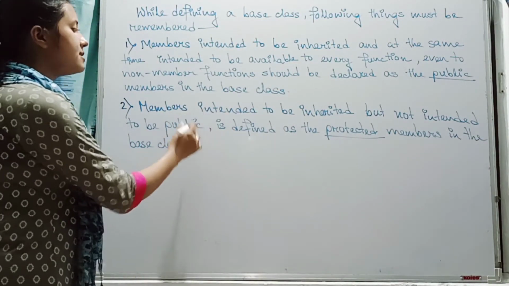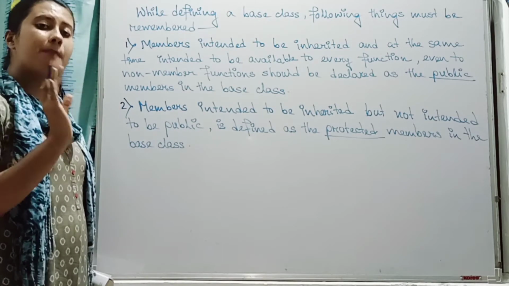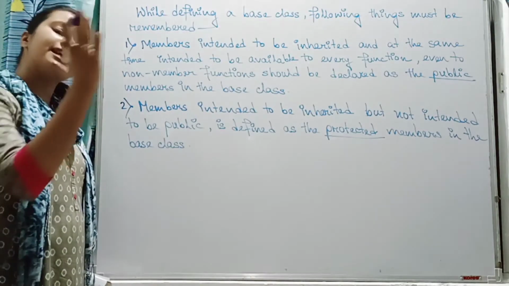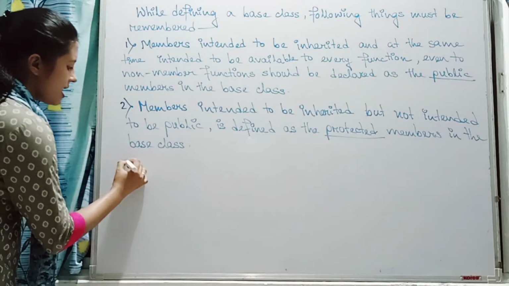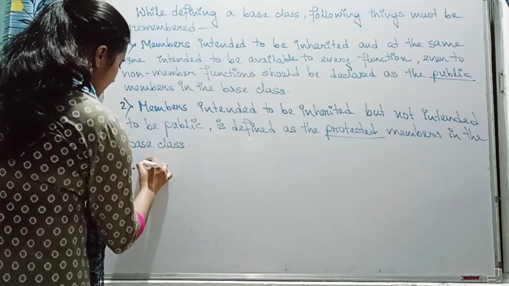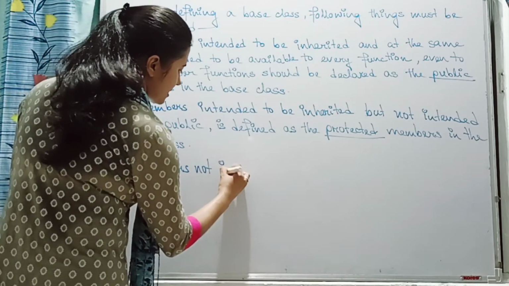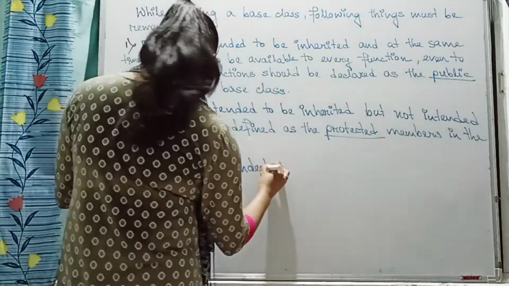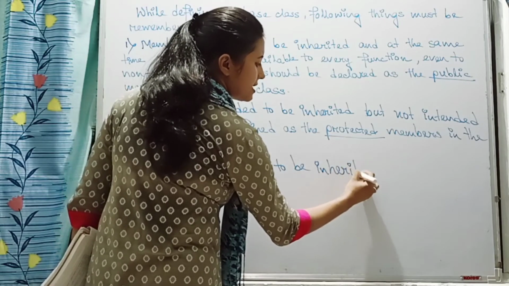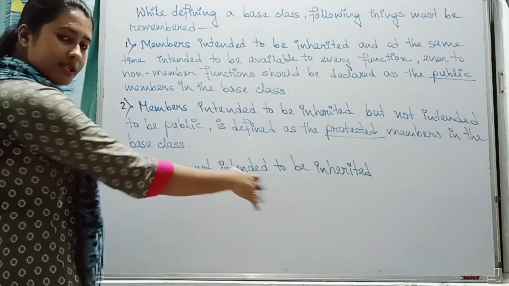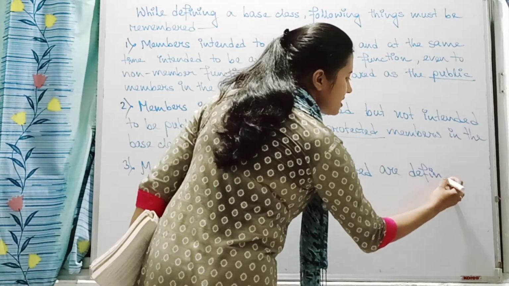That if you want the members to be inherited to the derived class, but the member should not be available publicly, then in which part you have to define that member? You have to define it under the protected section. And the third thing is members not intended to be inherited. If you don't want any member to be inherited, members not intended to be inherited are defined in the private section.